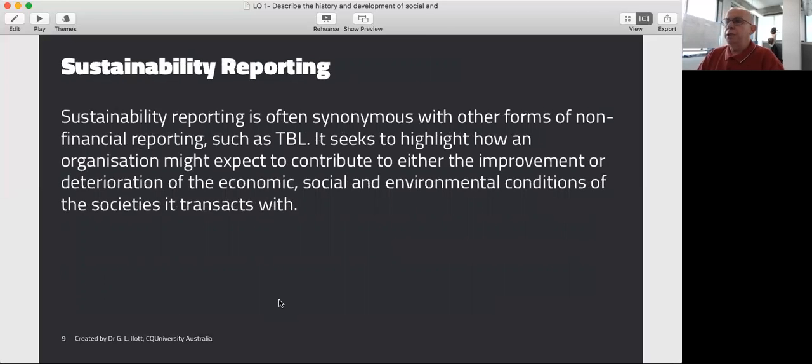So sustainability reporting is a term that's often synonymous with other non-financial reporting of environmental and sustainable impacts. It can incorporate triple bottom line reporting. It seeks to highlight how an organisation might expect to contribute to either the improvement or deterioration of the economic, social and environmental conditions of the societies it transacts with. Now, by now you should be picking up from Module 7, you should be able to recognise that there are systems theories at play here in the way we think about sustainability reporting. And we are very interested in how the firm interacts with the world around it.